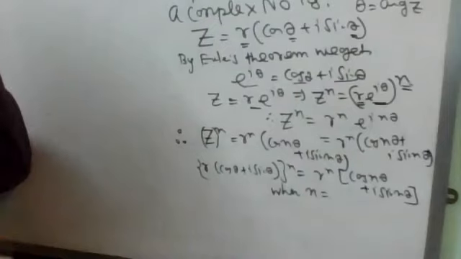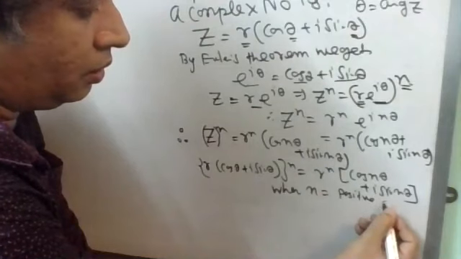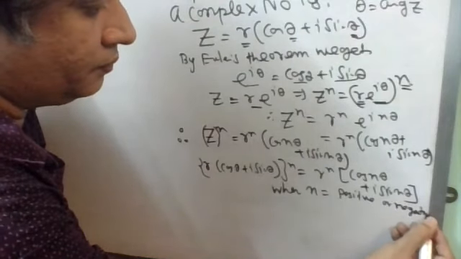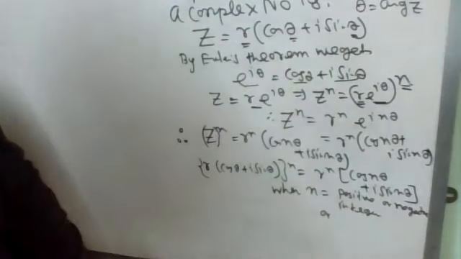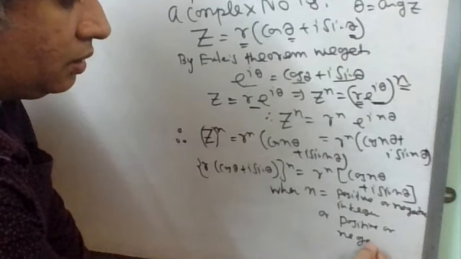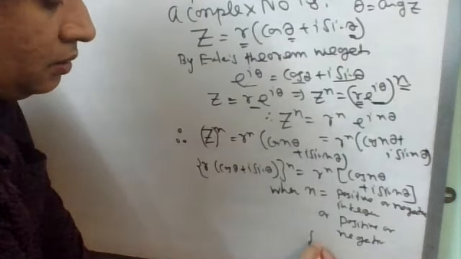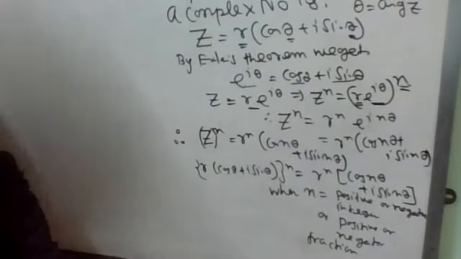either a positive or negative integer, or a positive or negative fraction. Okay, so positive or negative integer or positive or negative fraction. Hope you understood.